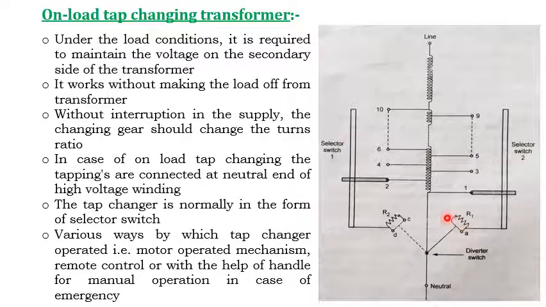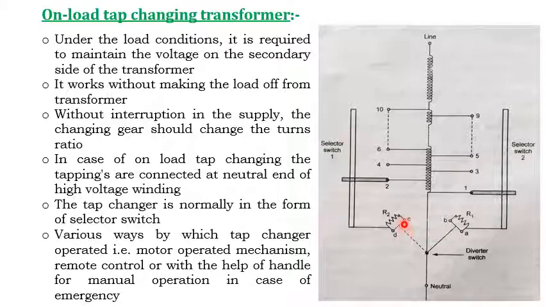If A to B is kept open, that means this diverter switch tends to move towards the left side. In this case, you just close this contact, you close the C to D point. If the C to D point is closed, what happens? The transformer tapping is shifted from 1 to 2. That means selector switch 1 is connected to tapping 2, and this is kept open here.